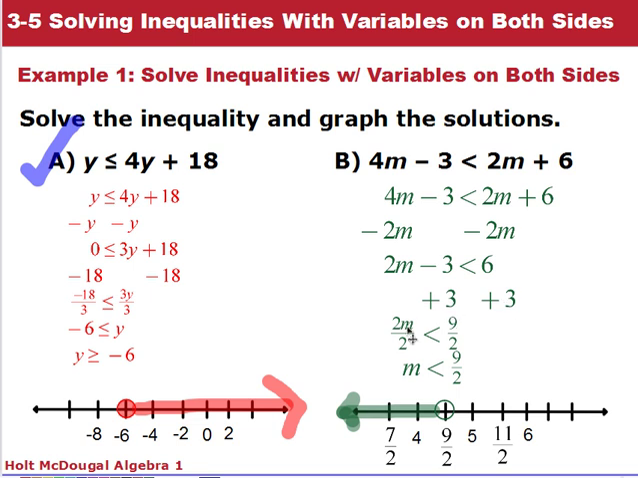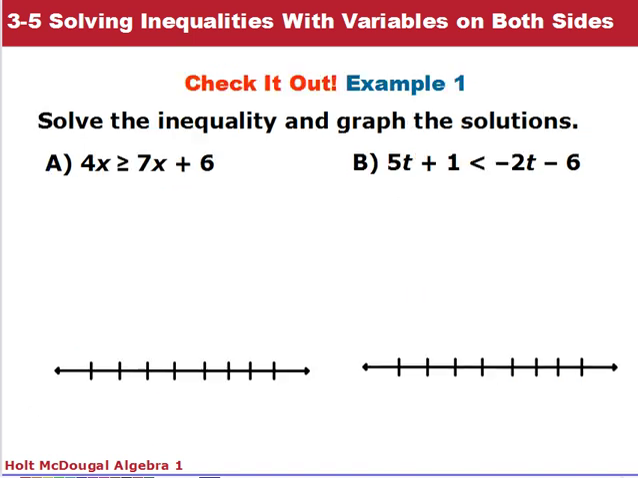Adding 3 to both sides, 2m is less than 9. Dividing both sides by 2, we have m is less than 9/2. So 9/2 is not part of our solution, but it's the endpoint. So we have an open circle at 9/2, and we're going to shade everything to the left. Again, check your solution, make sure your shading and your inequality sign is proper.